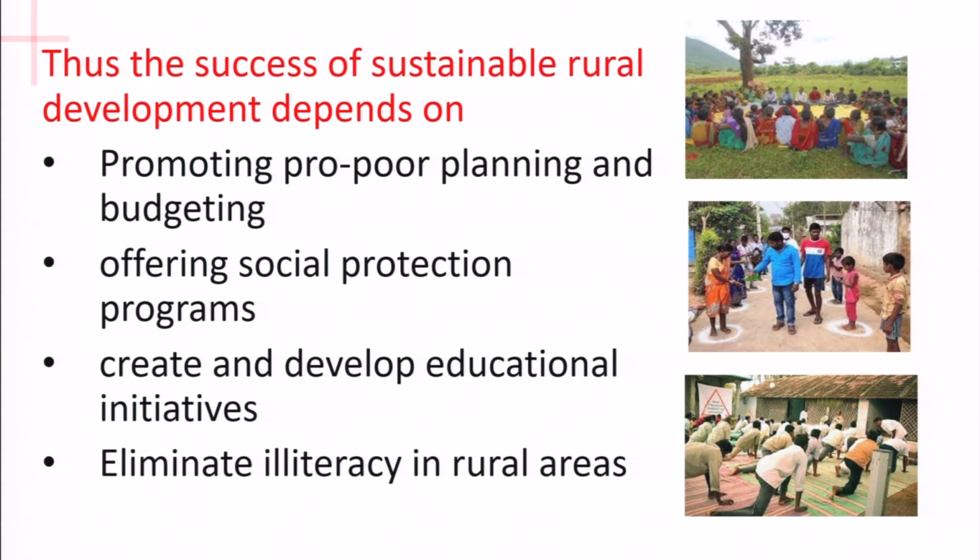The success of sustainable rural development thus depends on several factors. One, we need to promote pro-planning and budgeting. That is, we need to make planning very proactive in the rural areas. We need to offer social protection. We need to create and develop educational initiatives so that education is given to everyone. The moment we are able to remove illiteracy, people automatically become aware of the problems and they know how to ensure that there are job opportunities for everyone, that there is employment and entrepreneurship activity.